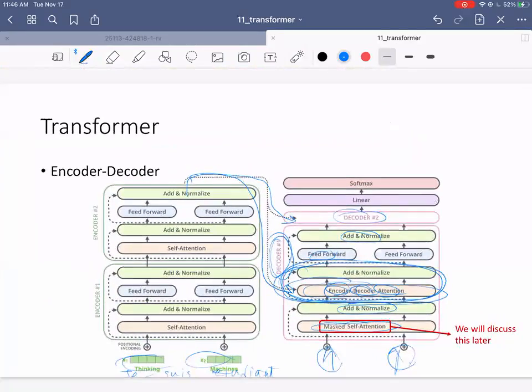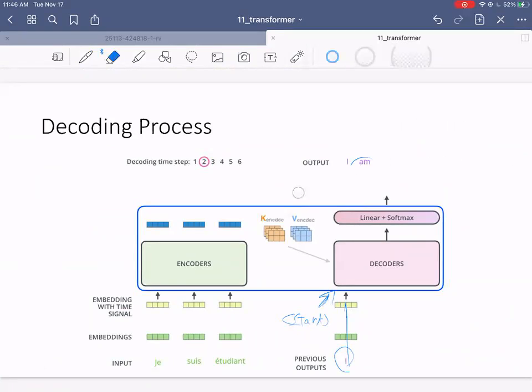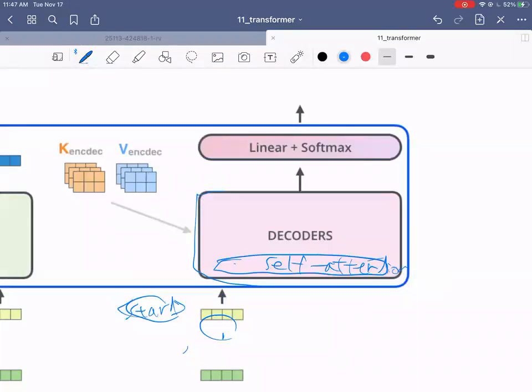So let's start from here. Currently what we have is the hidden start, and then we've generated "I", and it's time to generate "am". This is our target. What we do in this process is we have the start and "I", and there's a self attention here. Let's just assume that there's a single decoder block. There's self attention, and there's encoder decoder attention, and then there's feed forward all the way.